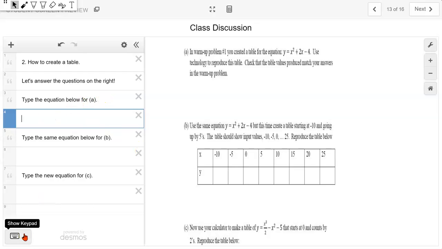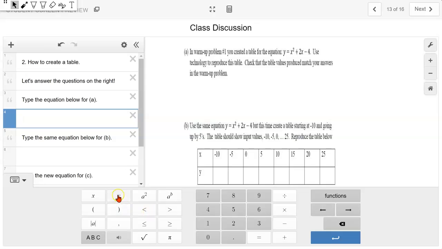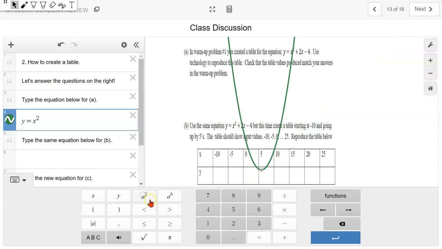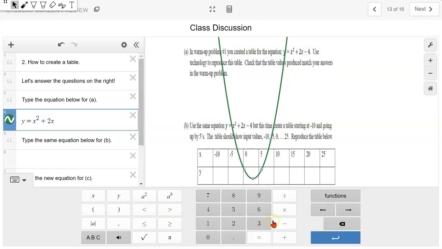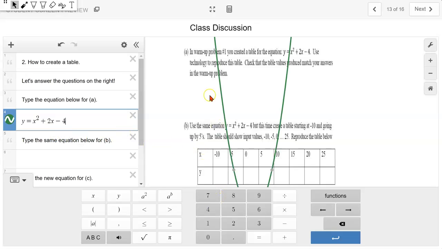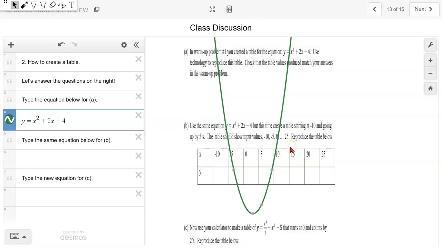So type. You can use your keyboard or you can use this keypad. So y equals x squared. You can use this squared or this as exponent 2. x squared plus 2x minus 4. Automatically you will see the graph, which is the parabola. So I'm going to hide the keypad so that you see this is the parabola.